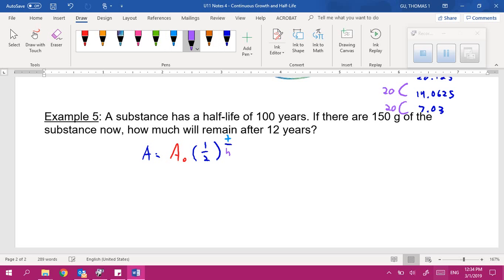So what is my starting amount here? 150 times 1/2 raised to the, what is the time? Read the question. 12. After 12 years. Time is the time elapsed, over the half-life. What half-life is? 100. It says that the half-life is 100 years.